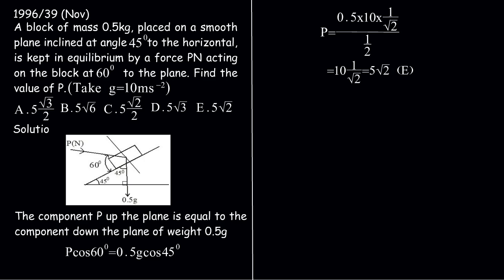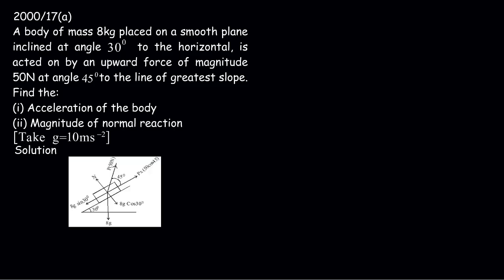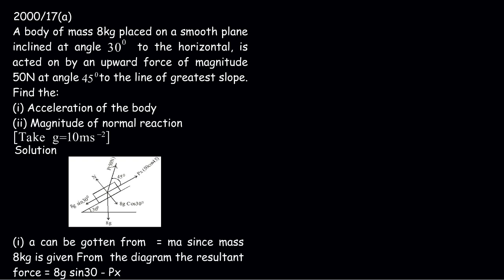Our final question states that a body of mass 8 kg placed on a smooth plane inclined at angle 30 degrees to the horizontal is acted upon by an upward force of magnitude 50 Newton at angle 45 degrees to the line of greatest slope. Find the 1. Acceleration of the body, 2. Magnitude of normal reaction, and we are to take g to be equal to 10 meter per second square. Our very first step is to represent our question in a diagram, and doing so we get the diagram as shown on the screen.